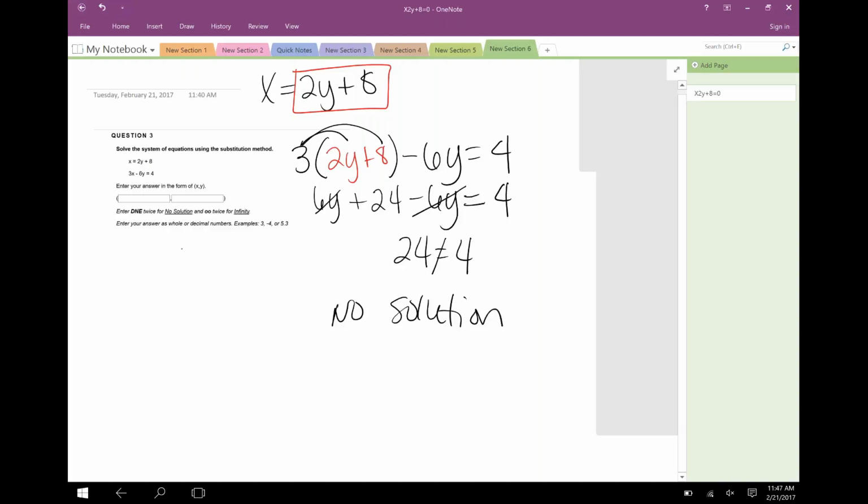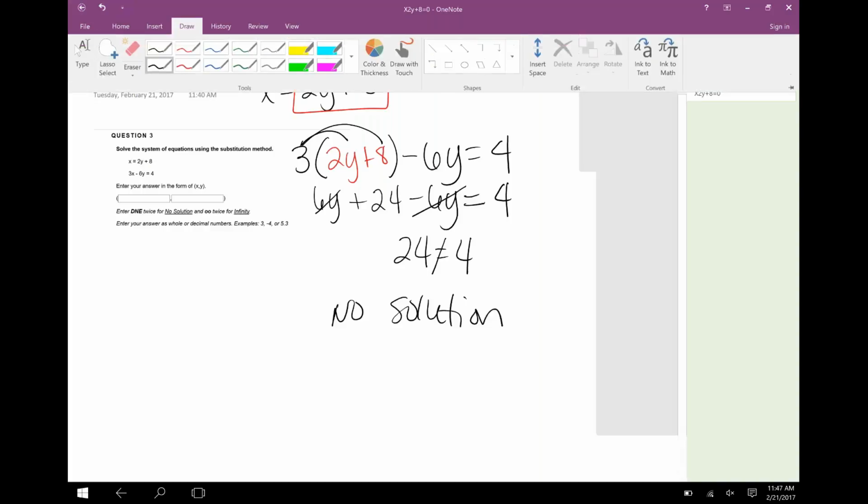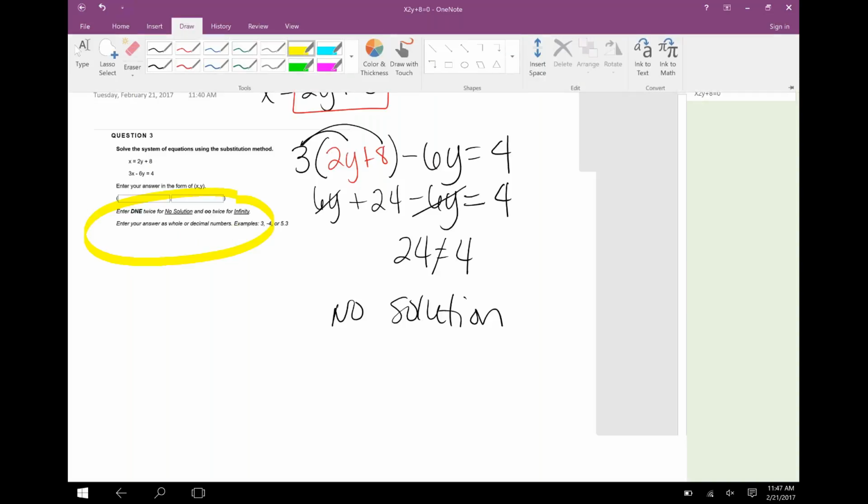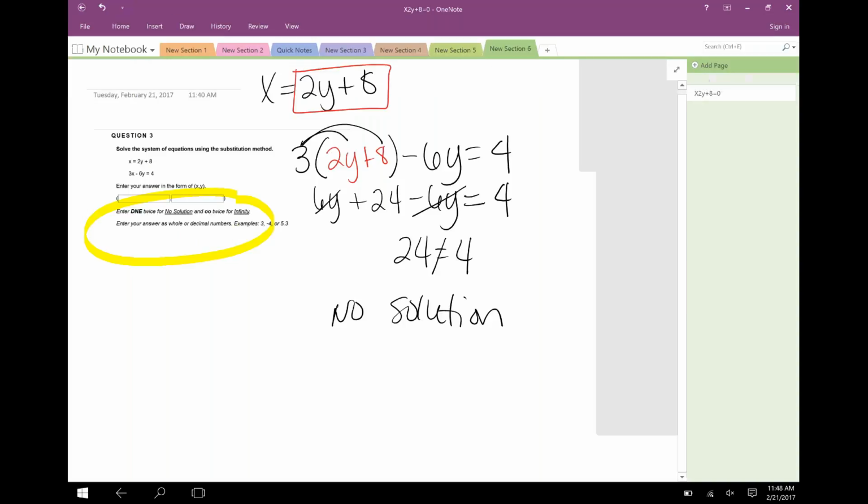And so notice for your test, pay attention to how you enter your answer. Enter DNE twice for no solution. And then the infinity symbol twice if you're trying to say infinity or infinite solutions. So that means if you were taking this test, you would need to type in DNE, DNE. That's how the computer is going to know that you're saying there is no solution to this system.